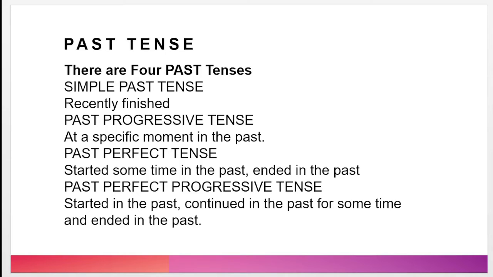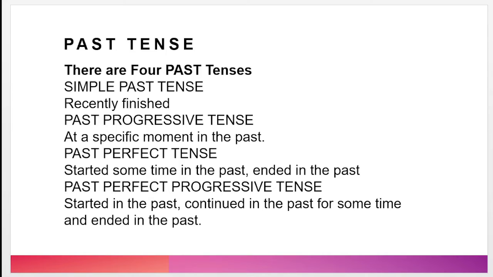The last one is the past perfect progressive tense, which started in the past, continued for some duration and ended in the past. So here you have to distinguish between the last two tenses, the past perfect tense and the past perfect progressive tense. The past perfect tense talks about one time in relationship with another time, but both in the past. In the last one, the past perfect progressive tense, you start in the past, continue for some duration, you end in the past. Now let's see how it is used in sentences.